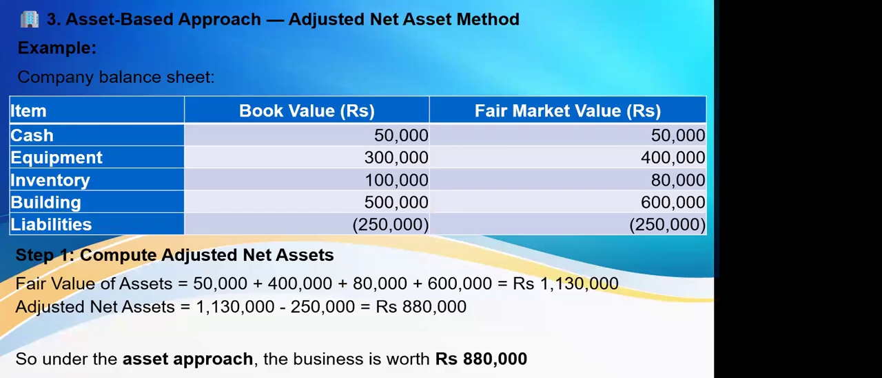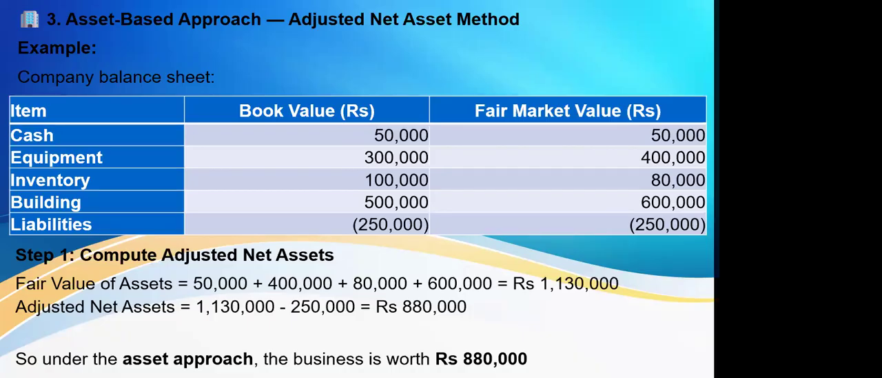So with cash, definitely cash 50,000 is the same thing, because the book value and the fair market value are both the same. If you have 50,000 today in your books of accounts, if you go to the market, you will get 50,000. Equipment also, 300,000, 400,000. So in the exam, if both values are given, you have to take the market value, the fair value, because prices have gone up.